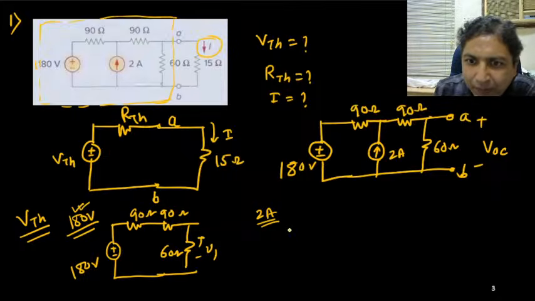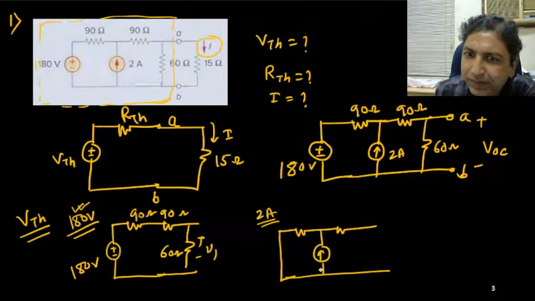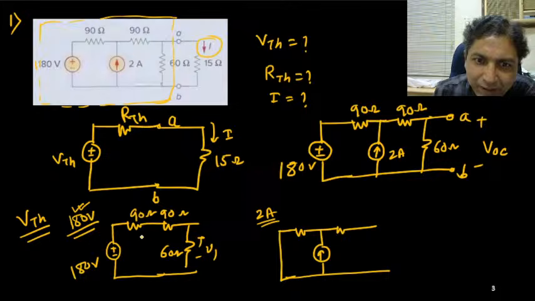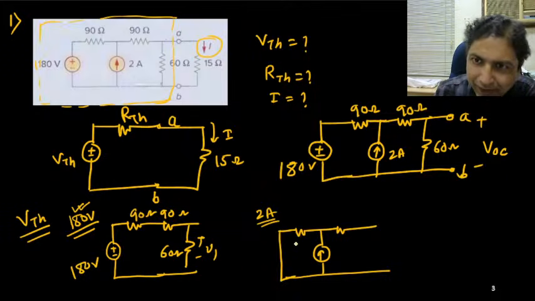Similarly, when this is 2 ampere current source is acting alone, try to understand this one. That time this voltage source I will make it shorted. Earlier I have made current source open circuit here because I have considered 180 volt source here and current source should be made open. So this I have made open. Okay. So this is your 2 ampere current source.